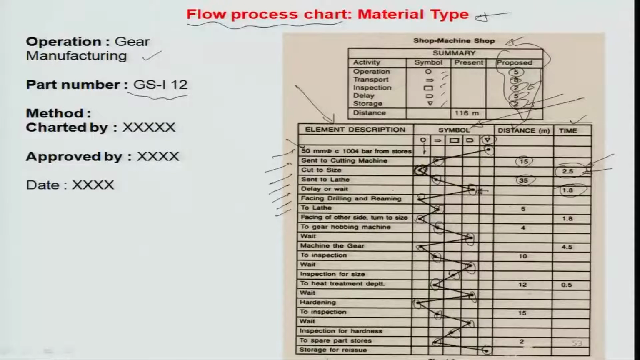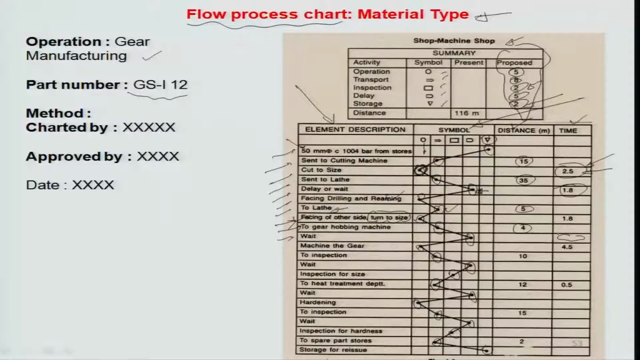The lathe of course performs facing of the bar stock, drilling also, and some reaming activity on the bar stock. Then it is again turned on a lathe system which is kept at about 5 meters distance, which faces the other side and also turns to the respective size that will serve as a blank for the gear cutting machine. Then it moves another 4 meters to the gear hobbing machine, where it has to wait for a few minutes.